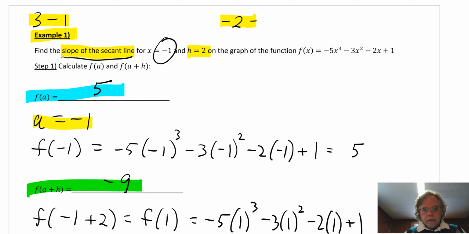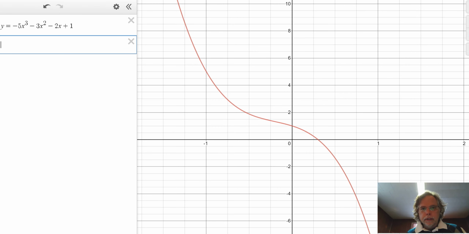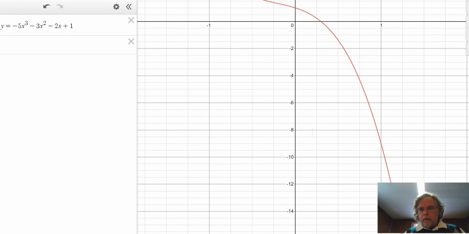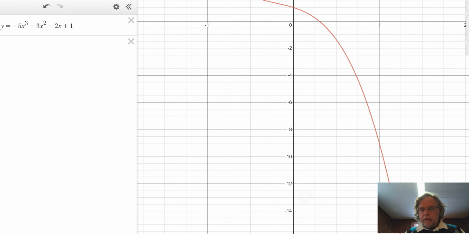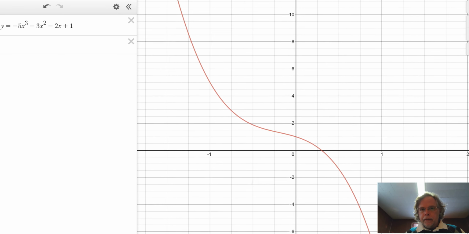So, here's the graph of the function. And we do see a couple of points on there that we recognize from what we just calculated. If we look at x equal to -1, we see the y value is 5. H, remember, was 2, and what h represents is, from -1 on the x-axis, go over 2 units to 1. And f of 1 was -9, which makes sense with this picture. We can see the point 1 comma -9 is there.